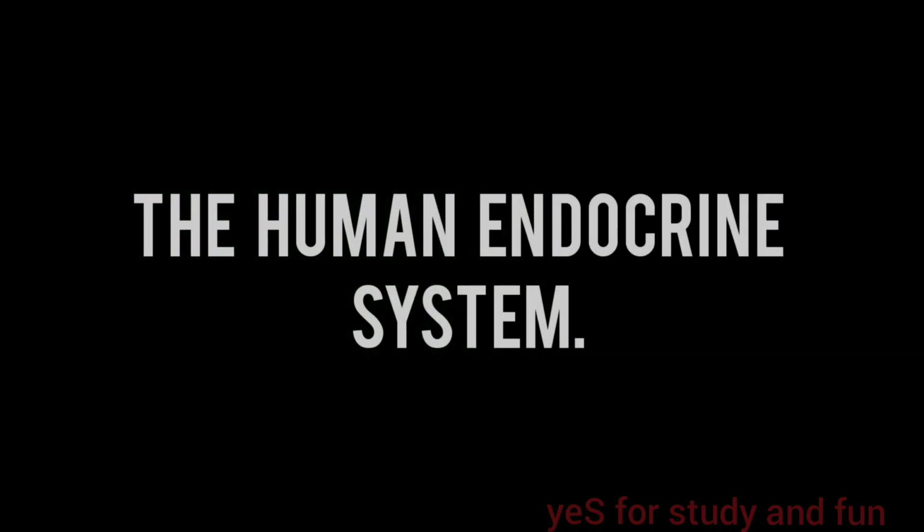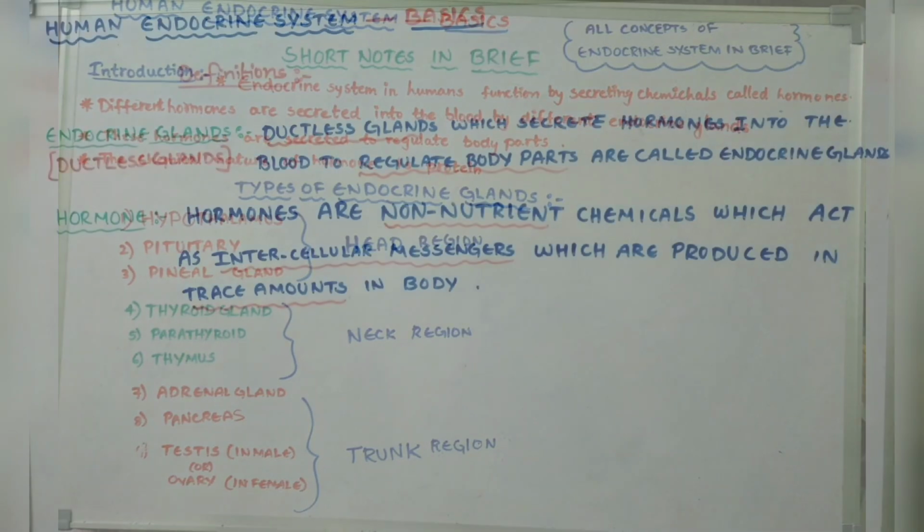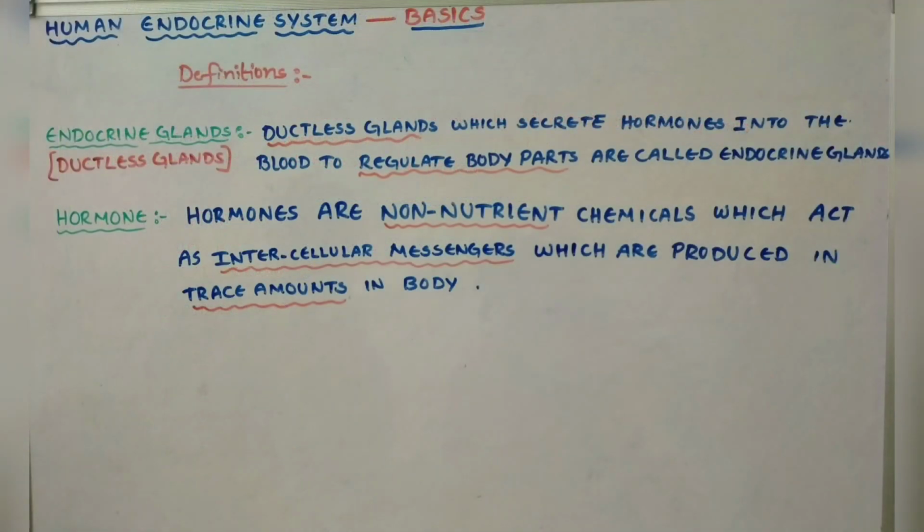Coming to our video, today's topic is about the human endocrine system. The endocrine system in humans secretes chemicals called hormones. Types of endocrine glands: hypothalamus, pituitary, pineal, thyroid, parathyroid, thymus, adrenal, pancreas, testis, and ovary are the types of endocrine glands. Definition of endocrine gland: ductless glands which secrete hormones into the blood to regulate the body parts are called endocrine glands. Hormone: hormones are the non-nutrient chemicals which act as intracellular messengers which are produced in trace amounts in the body.